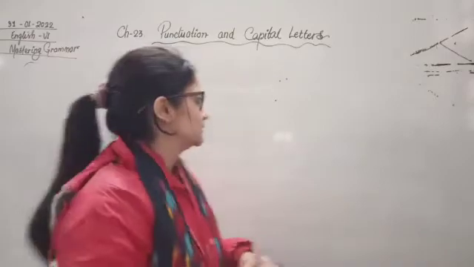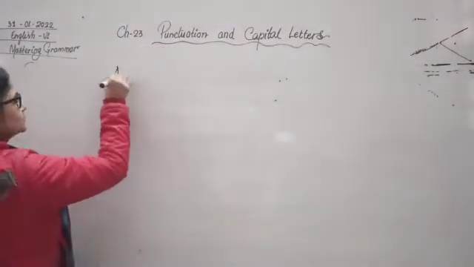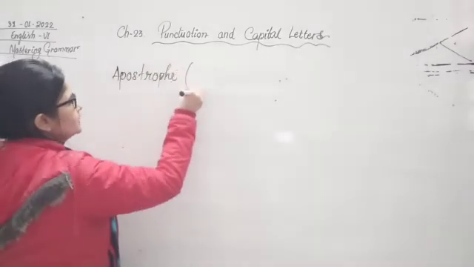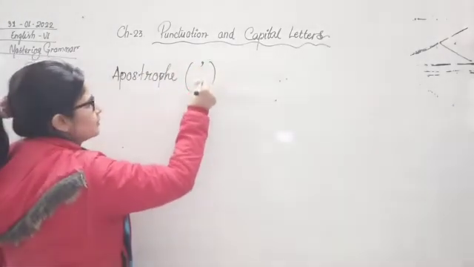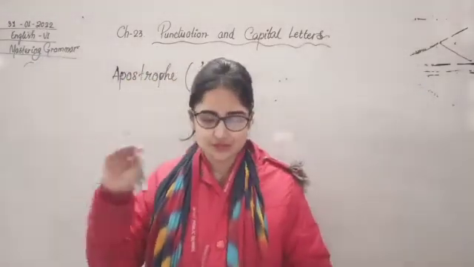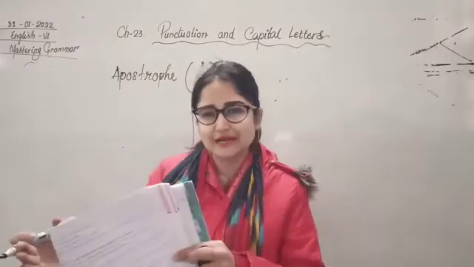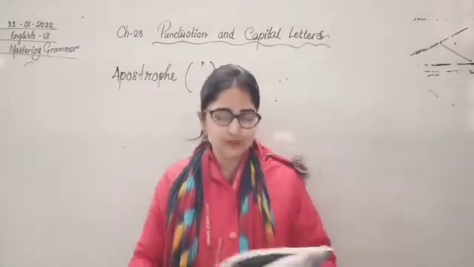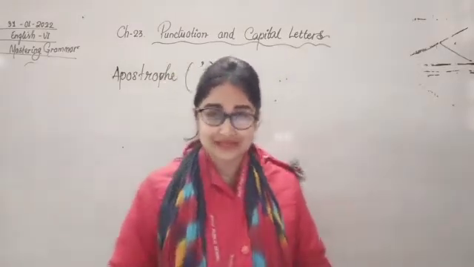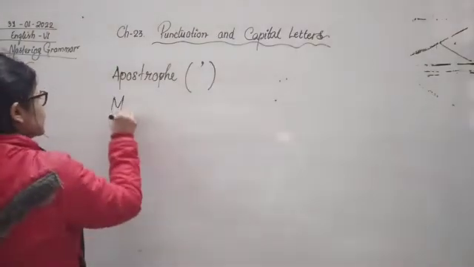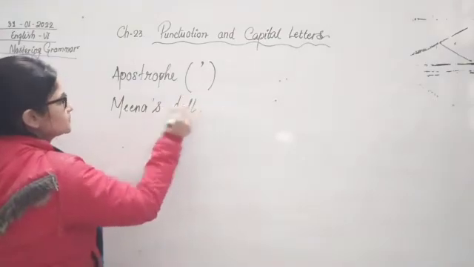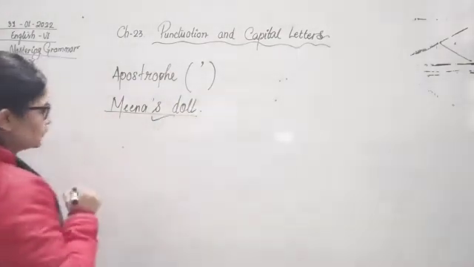Now apostrophe. The spelling goes like this, apos and trophy. Okay, this is an apostrophe. You use it on top, unlike a comma, which is used at a lower level, just when we finish the letter. This is slightly on top of the letter. Yes, so to show possession, like Mina's doll. If I am saying Mina's doll, I mean the doll which is possessed by Mina. Mina is the owner of it.